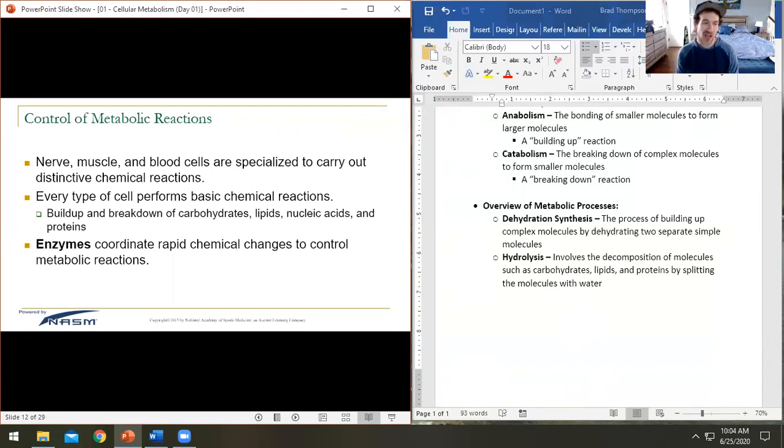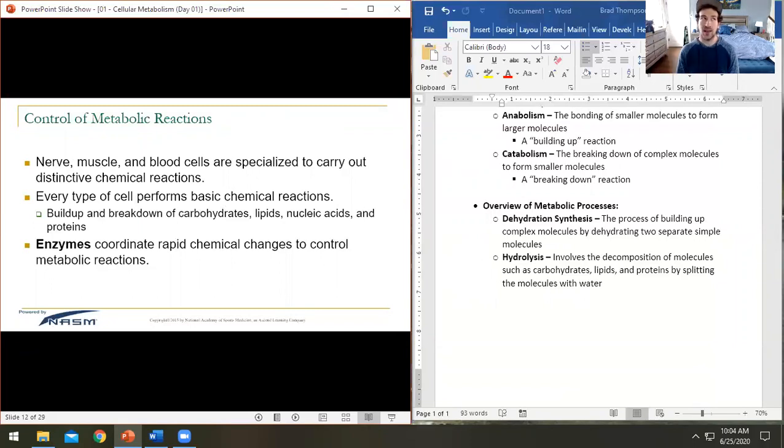So, all right, now, how do we actually control all these reactions, right? How do we break this stuff down and control it? Well, we have a lot of different cells within our body that help that happen. You've got nerve cells, muscle cells, blood cells. All those are specialized to carry out different chemical reactions. Blood cells are really good at carrying oxygen around the body. Muscle cells rely on that oxygen, but they're also really good at producing ATP. So all of your cells have different chemical reactions that are really important.